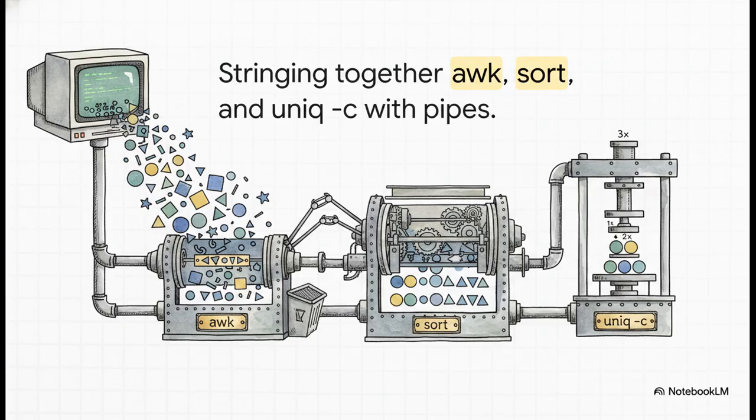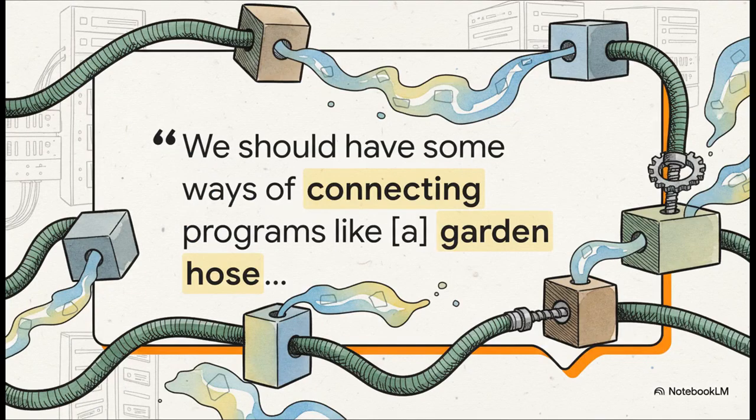And this brilliantly illustrates a much larger philosophy. This whole vibe actually goes all the way back to 1964. Doug McIlroy, the inventor of Unix pipes, said, "We should have some ways of connecting programs like a garden hose. Screw in another segment when it becomes necessary to massage data in another way. And that's it." Building small, composable tools that do one thing really well and linking them together, that is the exact blueprint we still use today to process mind-boggling amounts of data.